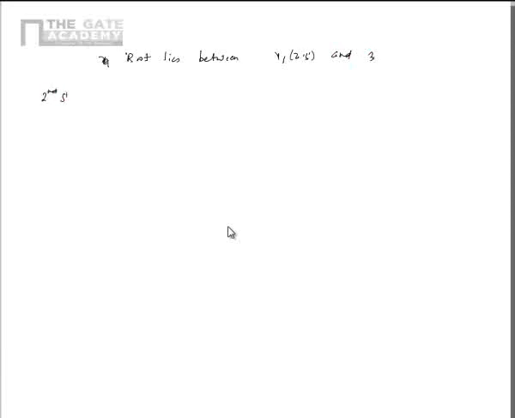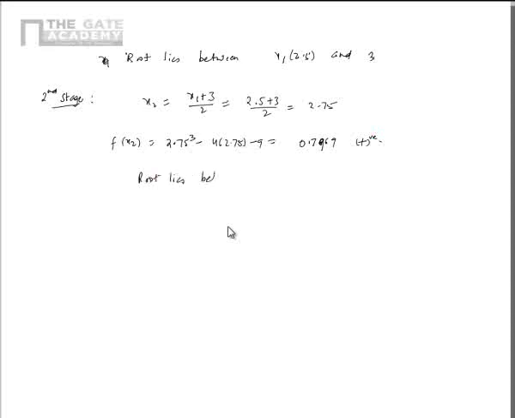So now the second stage, you have to assume x2, which is (x1 + 3)/2, which is (2.5 + 3)/2, which is 2.75. Now f of x2 is 2.75 whole cube minus 4 into 2.75 plus 9. This comes out to 0.767969, which is positive. So f of 2.75 is positive, f of 3 is also positive, f of 3 is 6. So now you can say that the root lies between 2.5 and 2.75.